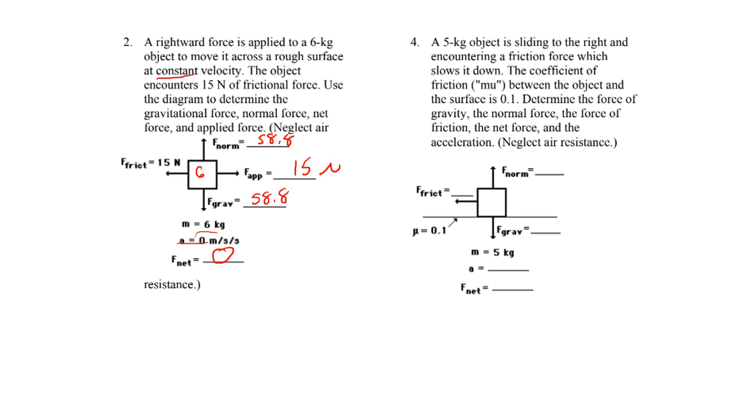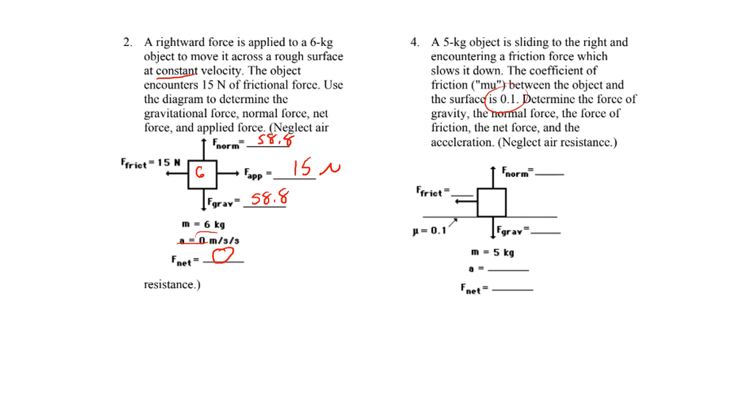Alright, jumping over to number 4. A 5 kilogram object is sliding to the right and encountering a friction force, which slows it down. The coefficient, mu, between the object and the surface is that. Determine the force of gravity, normal force, friction, and all that other stuff.